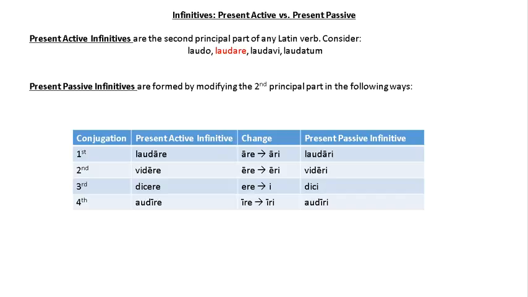All right, for chapter 10, I want to review with you guys the difference between present active and present passive infinitives. Remember that the reason a verb is labeled as an infinitive is if it is not finite, or in other words, limited to a certain person or number. So notice that if you were to conjugate the verb amo, amare, you could say amo, I love, amas, you love, amat, he, she, or it loves.